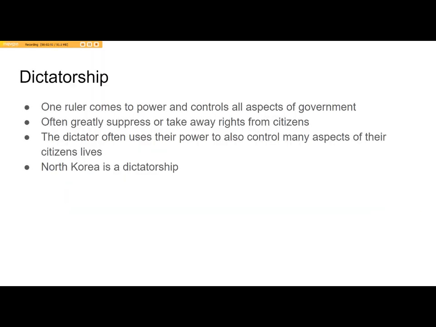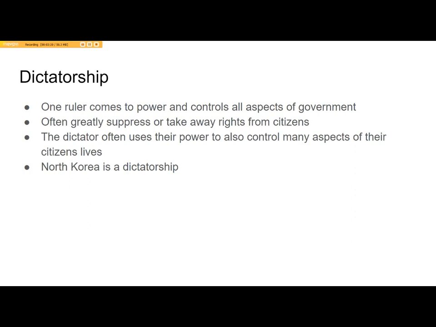Now, our next one is a dictatorship. A dictatorship is also a government where you have one single ruler. But unlike a monarchy, a dictator is usually someone who comes to power, often through another form of government, and then they are able to consolidate or take all the control for themselves. Dictators often take freedoms and government controls away from citizens and suppress their rights or take their rights away as well.